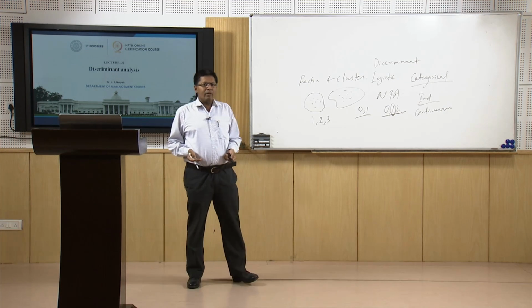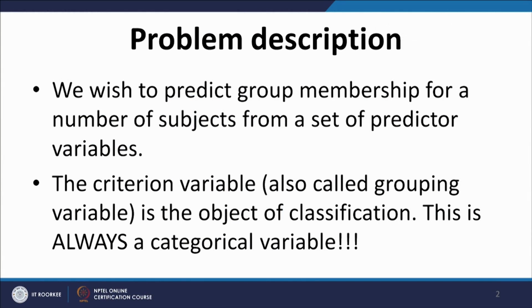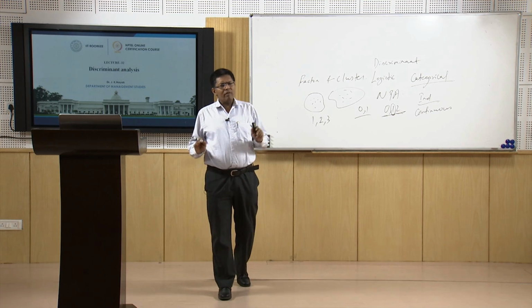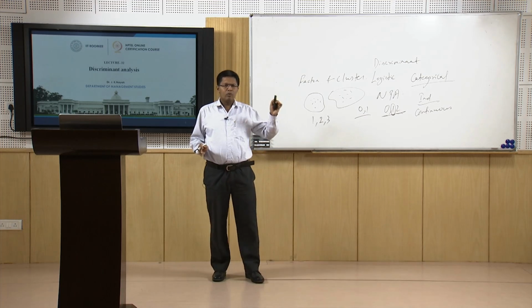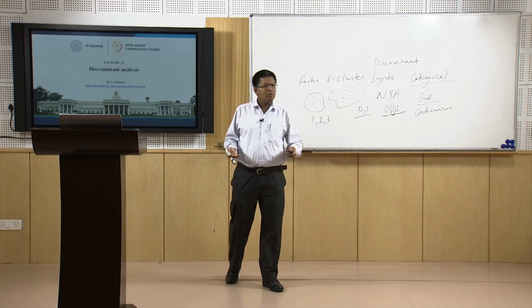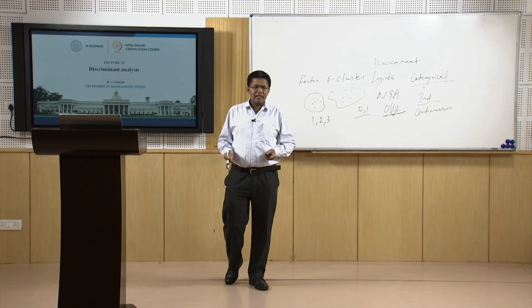The criterion variable is the object of classification, right. So, this is always a categorical variable, as I have mentioned, if you can see. It is always a categorical variable, 0, no, 1, yes, right, or could be 2, whatever. Let us take this case example.